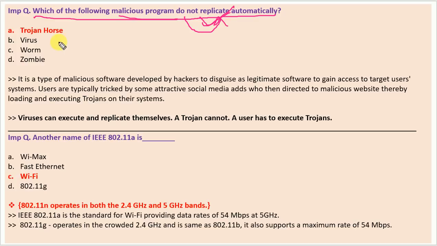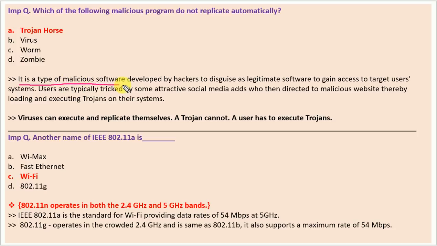Okay. So the options are Trojan horse, virus, worm, and zombie. So the correct answer is Trojan horse. This is a very important question, and you can expect this type of question in your upcoming examination. So Trojan horse is a type of malicious program, basically, which does not replicate automatically. Let's discuss important points related to this.